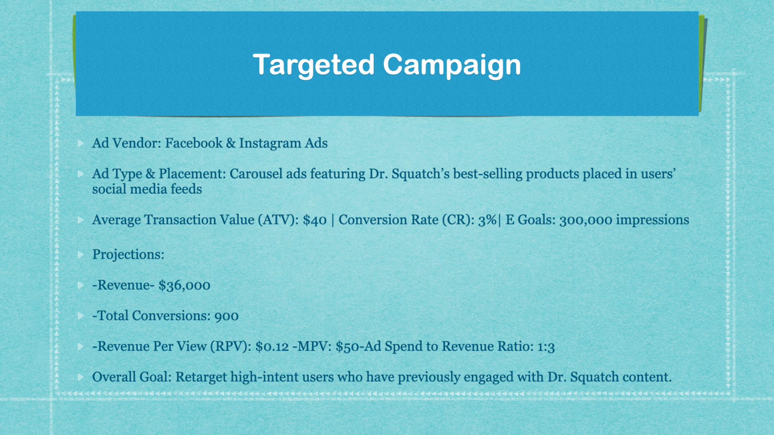Our average transaction value is $40 with a conversion rate of 3%. Our goal is 300,000 impressions. Our estimated revenue for this is $36,000 with a total conversion of 900. Our revenue per view is $0.12. Marketing profit value is $12,000 with an ad spend to revenue ratio of 1 to 3. Our overall goal is to retarget high intent users who have previously engaged with Dr. Squatch's content.